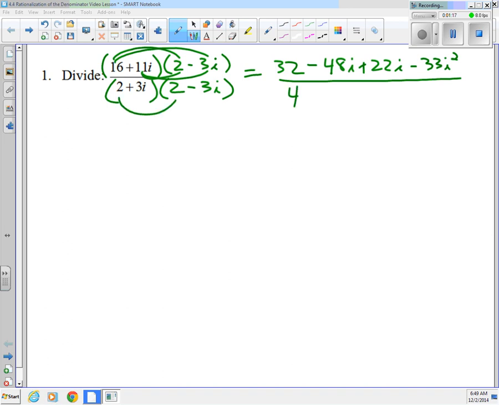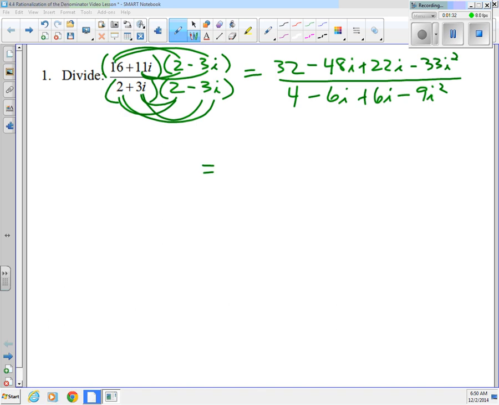2 times 2 is 4. 2 times negative 3i is negative 6i. 3i times 2 is positive 6i. And 3i times negative 3i is negative 9i squared. We'll handle the numerator in a second.